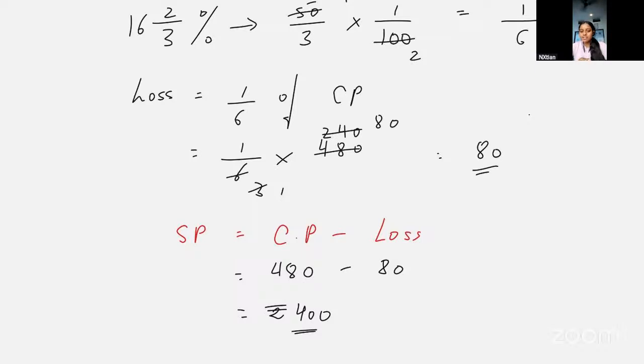Because if there is profit, we add it to cost price. Okay, to find selling price, profit is added to cost price. But in the case of loss, we minus the loss from cost price to get selling price. Okay, we minus the loss from cost price to get selling price. All right, understanding?